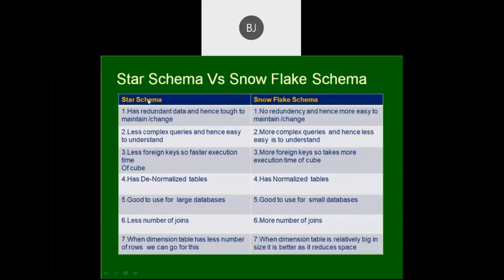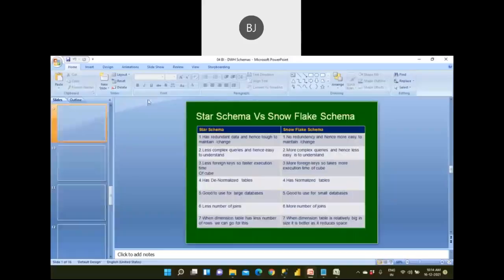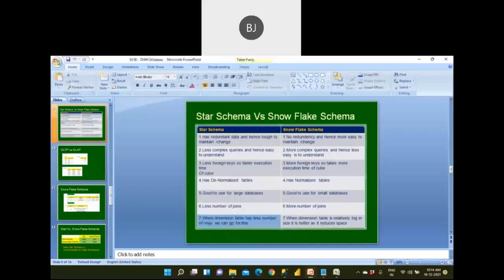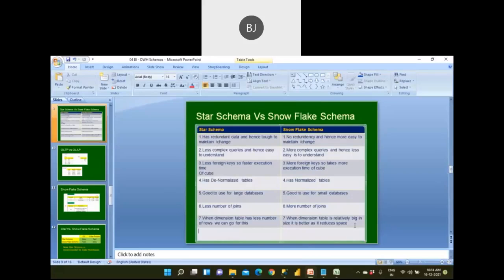Which is faster, you ask? Star schema is always faster. Let me also include that point. Which one is faster? Star schema. Why? Because there are fewer joins, so it is always faster to read the data.